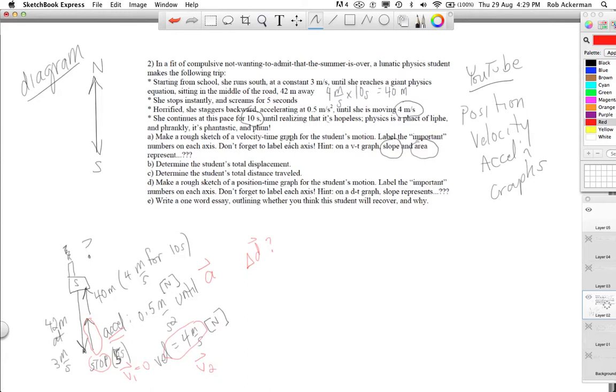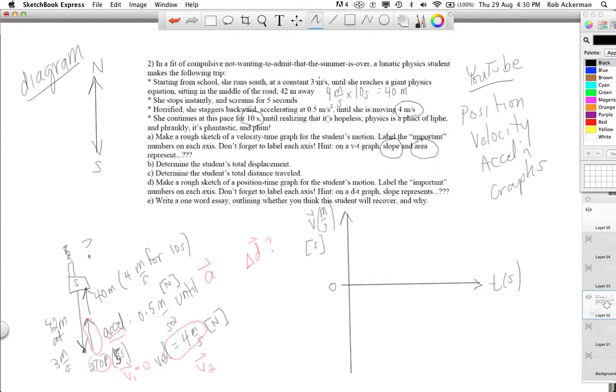Make a rough sketch of a velocity-time graph. So I don't want to give away too much more here, except I'll get you started on the velocity-time graph. Remember, a velocity-time graph might look something like this. It's got your velocity in meters per second, and you have to pick a direction. Since she went south most of the time, or at least in the beginning, I'm going to pick south as my positive direction. This is the time in seconds. And they ask you to label the important numbers on each axis. What do we mean by important numbers? Well, she started from rest. So 0 is an important number.